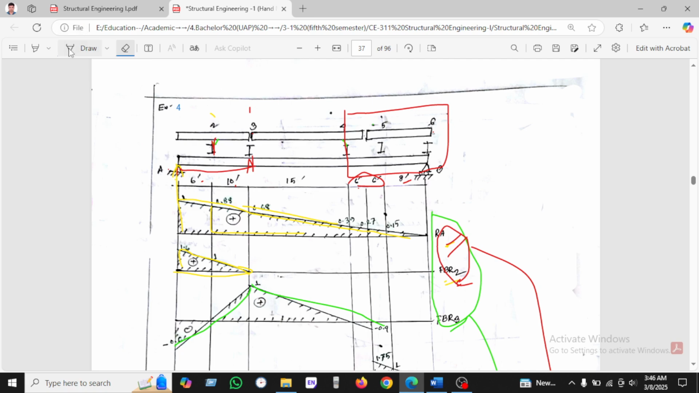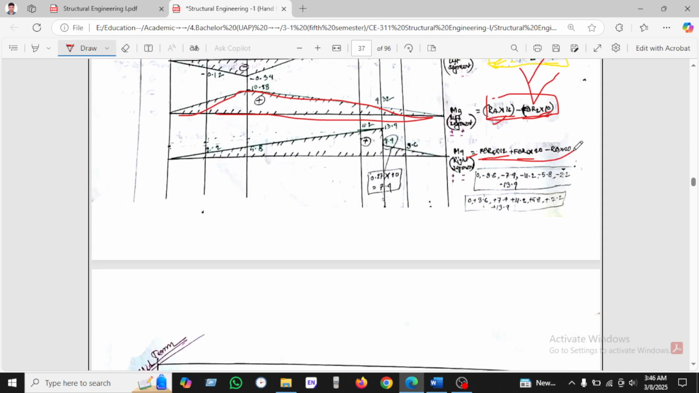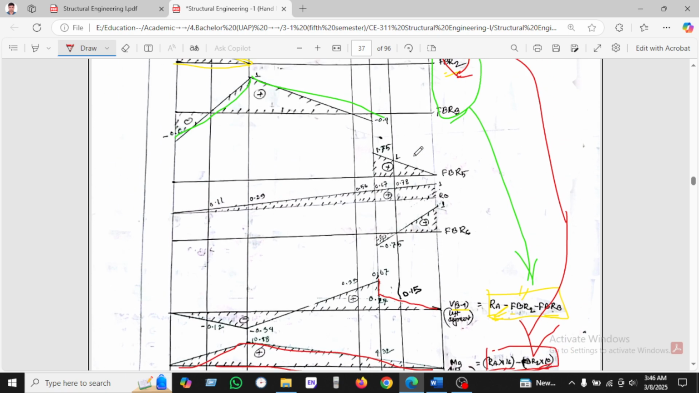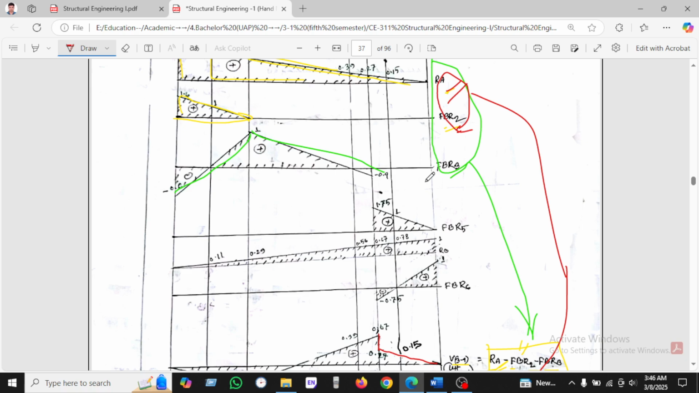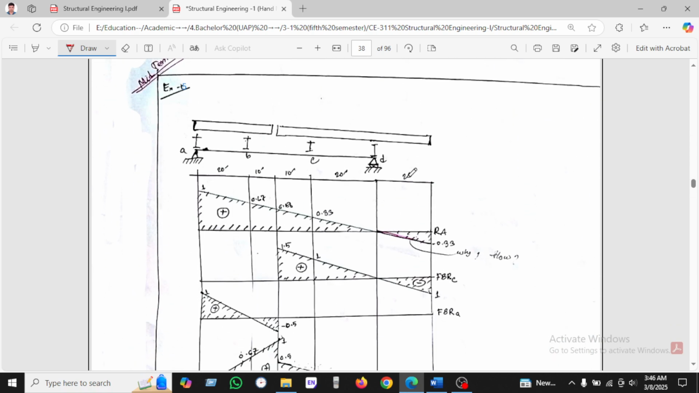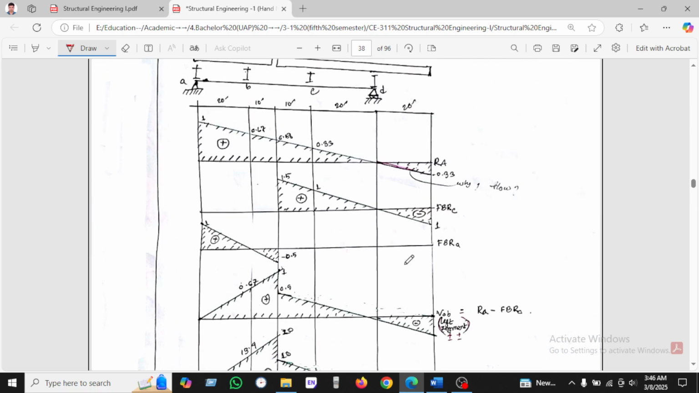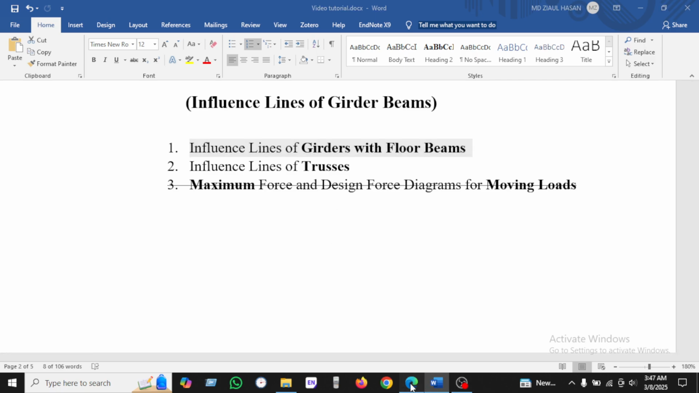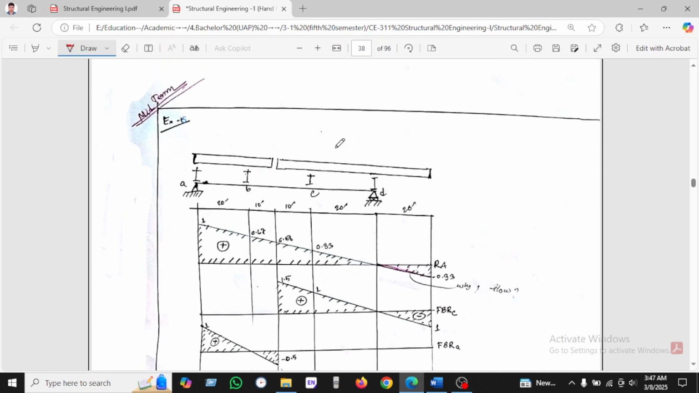In this way we find this equation, and putting in the values we found 0.36. But when we draw it, the positive value will be negative and the negative value will be positive in the diagram, as we have already said, since we are considering the right side. Okay, so this is the last math example of the girder.